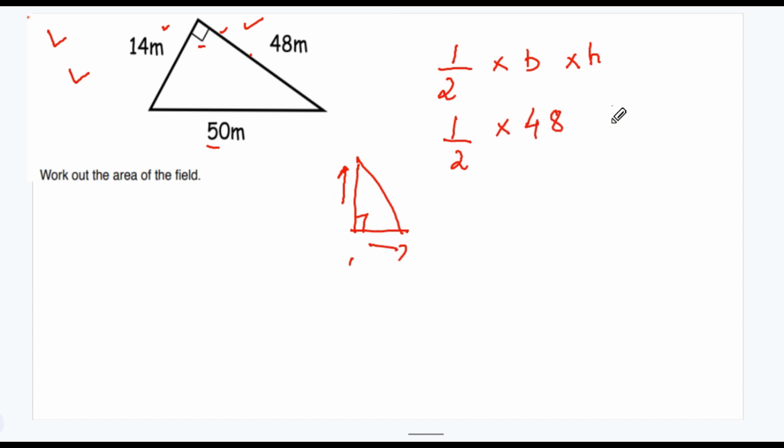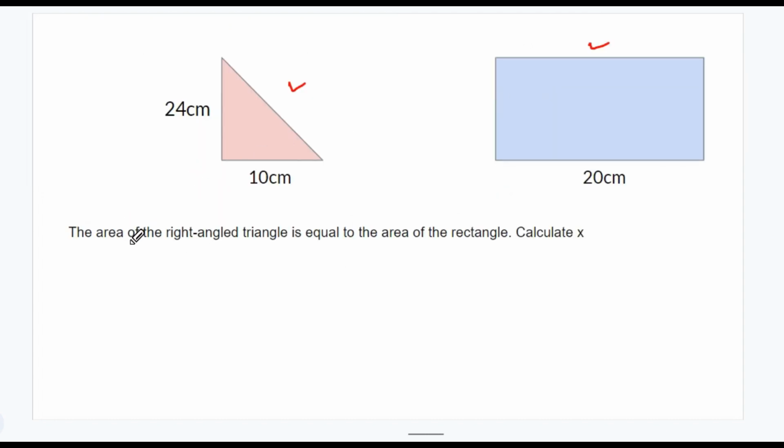So we can write 48 times 14, and now you can simplify it. 2 times 7 is 14. So when you will multiply 48 times 6, you will get 336, and the unit is meter. So meter squared will be equals to your answer. 336 meter squared is the area of this right angle triangle. What we are asked, that the area of the right angle triangle is equal to the area of rectangle. Calculate x. So this is your x.